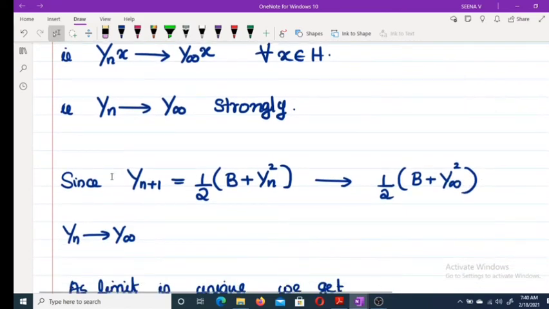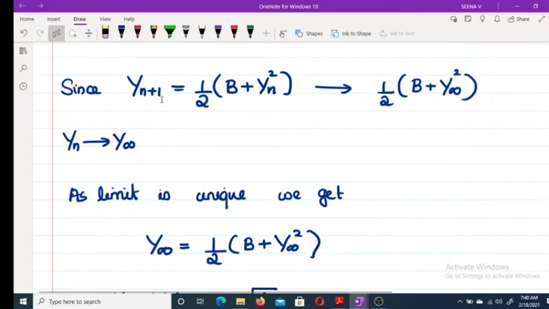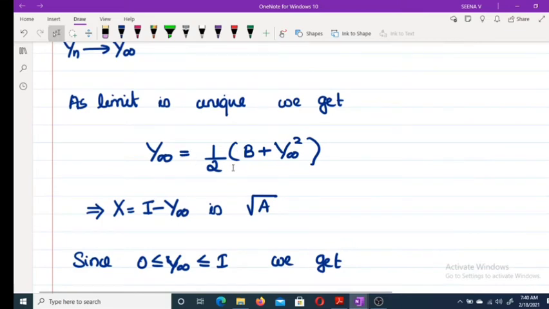But we have yn+1 equal to this one, and since yn converges to y strongly, this converges to 1/2 (b + y infinity squared). So yn+1 moves to this one, but we have yn converges to y infinity strongly. The limit of a sequence is unique. Therefore, yn+1 must also converge to y infinity. Limit unique means y infinity equals 1/2 (b + y infinity squared).